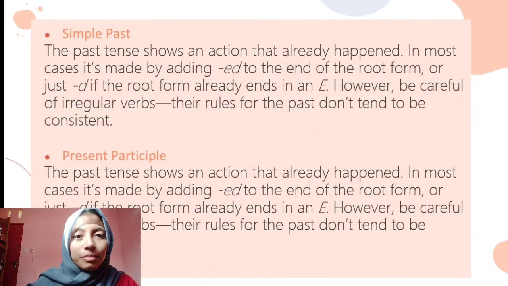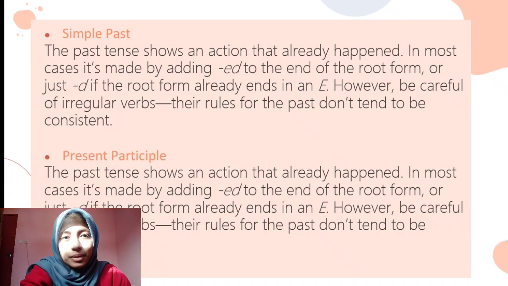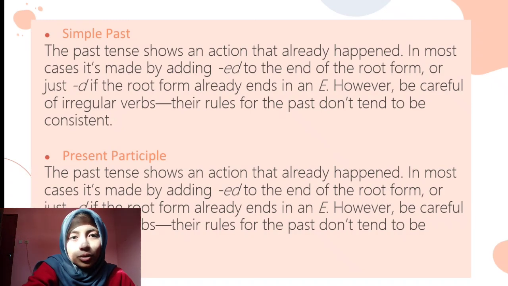Next, simple past. The past tense shows an action that already happened. In most cases, it's made by adding ed to the end of the root form, or just d if the root form already ends in an e. However, be careful of irregular verbs. Their rules for the past don't tend to be consistent. Next is present participle. In the present participle, you add ing to the end of the root form. Like eat, you can change it to eating.